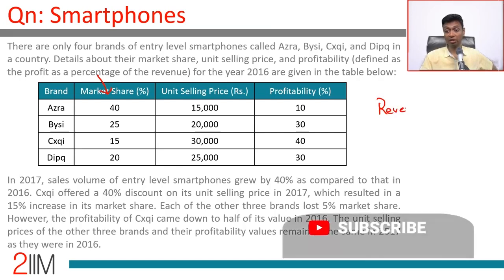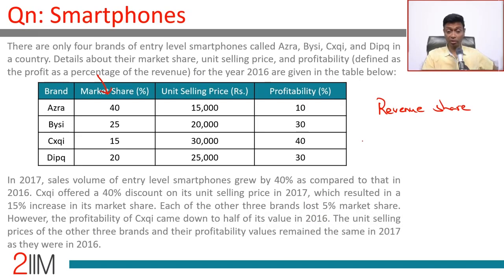That will be described as revenue share. Market share can also denote revenue if you're talking only in terms of overall revenues, but here we are clearly talking in terms of units. In 2017, sales volume of entry-level smartphones grew by 40%. So all 4 put together, they are the only smartphone brands. Right, so put together, their volumes grew by 40%.